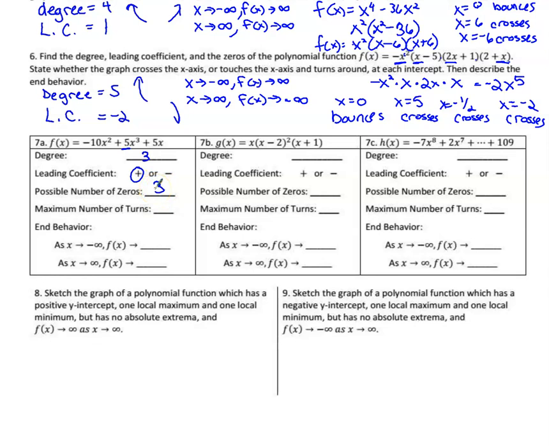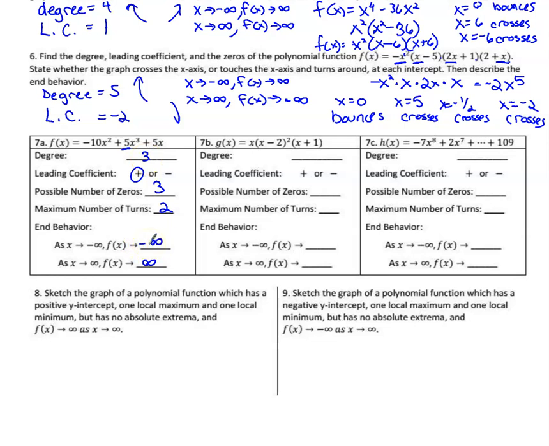And since the degree was 3, the number of turns is always one less, so the maximum number of turns would be 2. Since it's a positive leading coefficient, that means up on the right. So that means positive infinity to the right. And since it's an odd power, the left has to do the opposite.